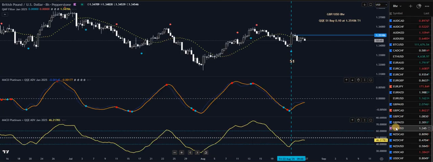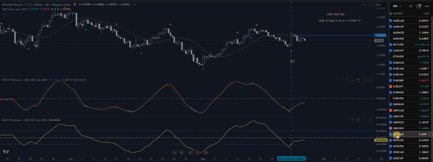Pound USD in a buy trade here. It's a QQE buy. You can see the QQE is below the 40 level. Still hasn't got up to the 50 level, and it's just gone against me, and it's dropping down. No big deal, but not ideal, but it's not big.